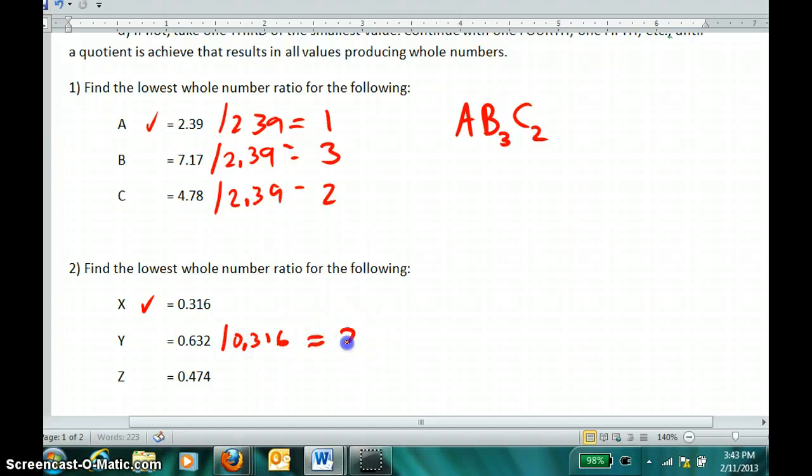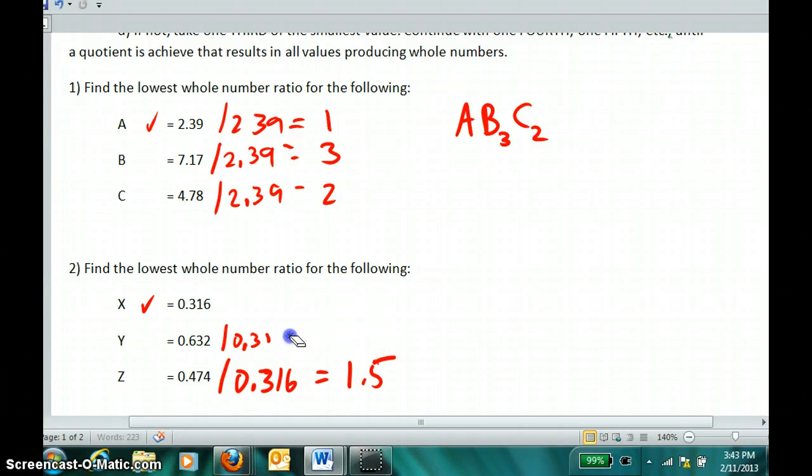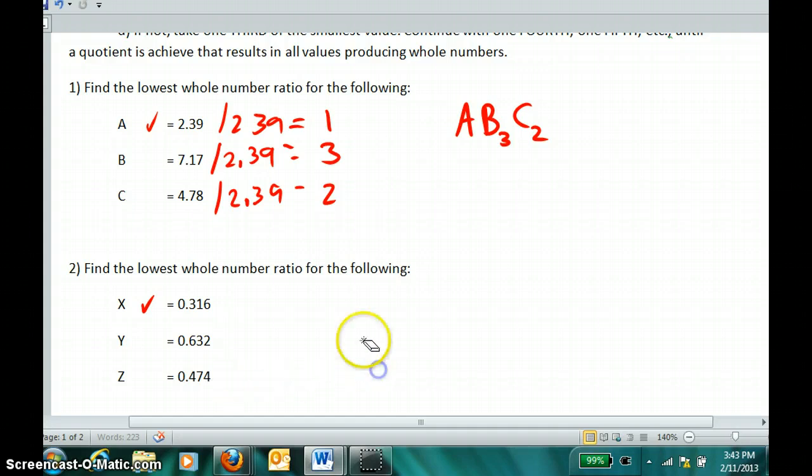Well, yes, I do get a whole number in this case of 2, but if I divide this by 0.316, I get nowhere near a whole number. I get 1.5. And remember, we'd like these numbers to be within a tenth of a whole number. And 1.5 is not within a tenth of either 1 or 2. So it's not the lowest whole number ratio. So I'm going to eliminate these and see what the third step would be if this doesn't work.